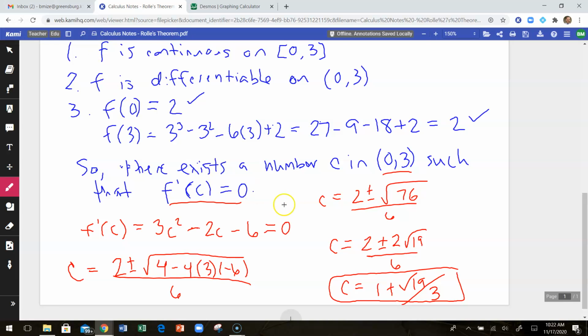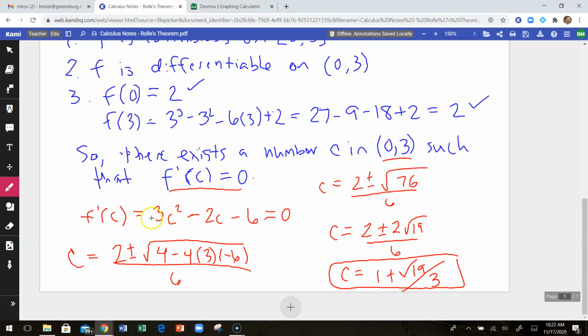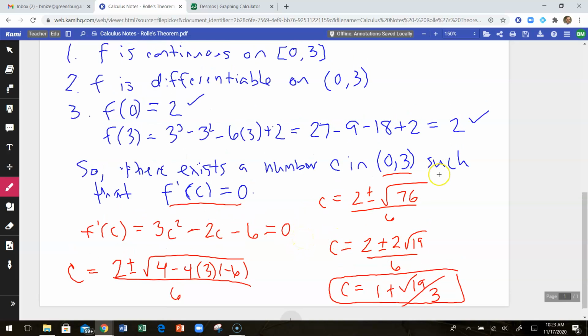Okay, so again, steps there. Make sure that you verify that it's continuous, differentiable. Make sure the f of a equals f of b. And then you're going to find the derivative, set that to 0, and solve for those c values, verifying that those c values do occur in the interval that was given.